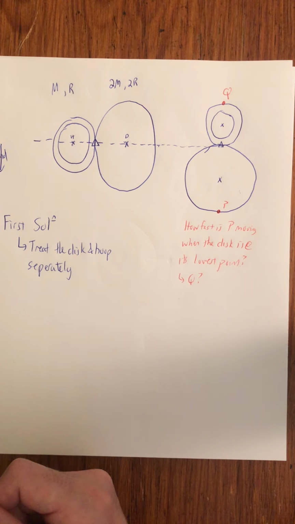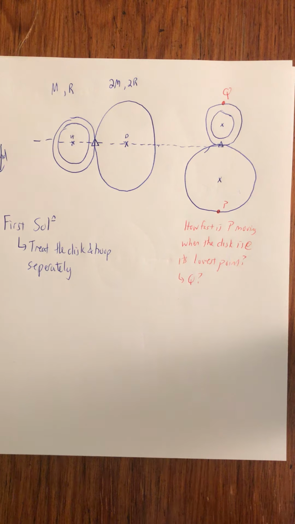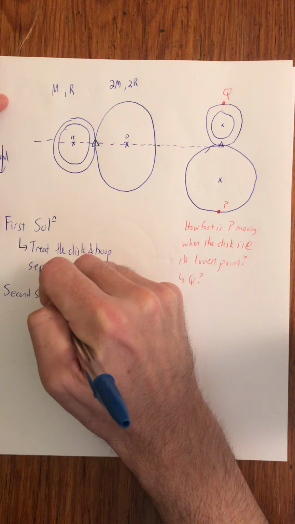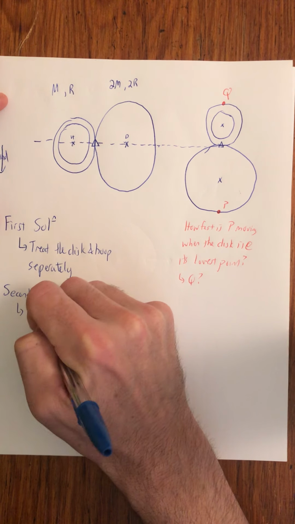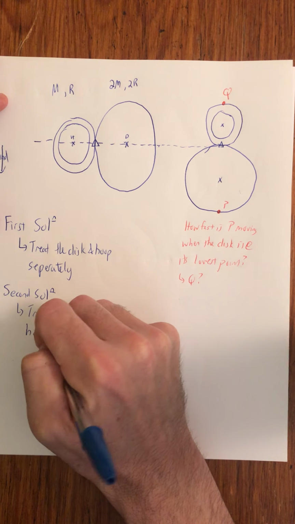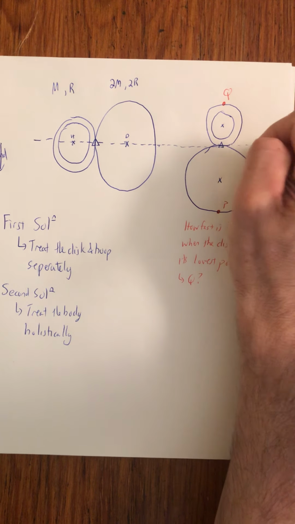Actually, there's probably a lot more than two solutions, but both of our solutions are going to use conservation of energy, because doing this with torques would just not be a good time because of the calculus. Our second solution is going to be to treat the body holistically. Right? Now, to some extent, we're going to treat these bodies holistically, like treat the hoop, the disk, or the whole system holistically, no matter what. So let's get started with this.